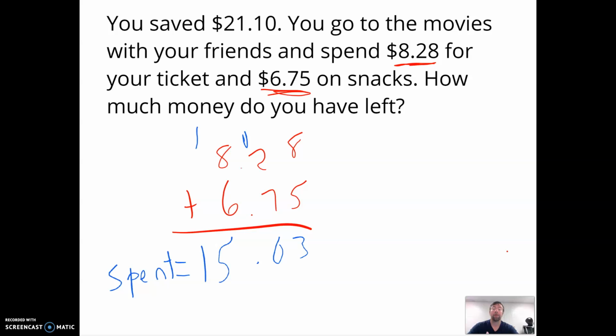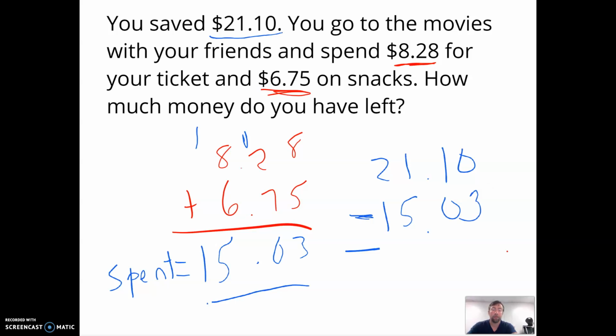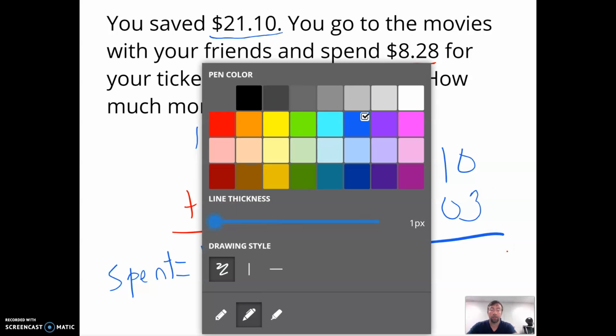Now I need to figure out how much money we have left. So I can tell that we started with this much, $21.10. We spent this much. So to figure out how much you have left after you spent, you always would subtract. So I'm going to take my $21.10, and I'm taking away the amount that I spent, and that should give me what I have left. Let's do green this time.